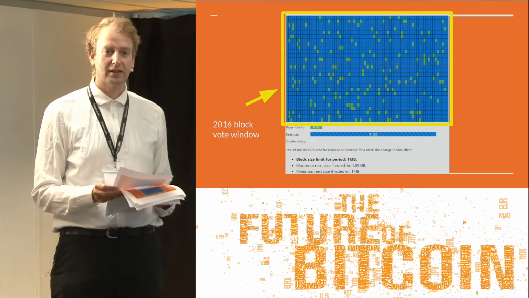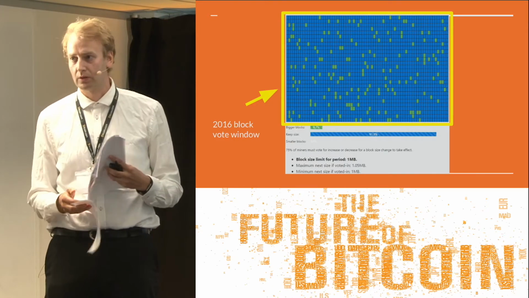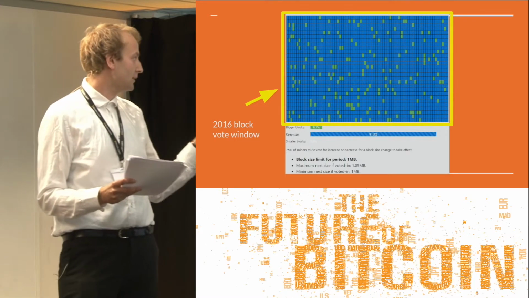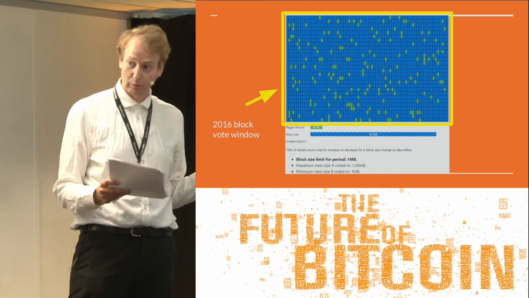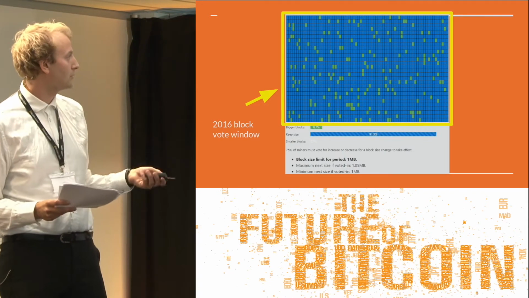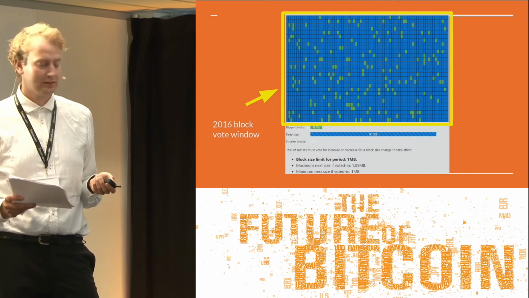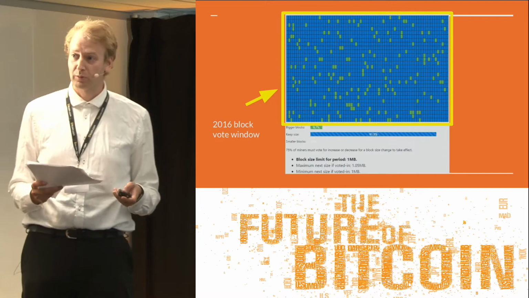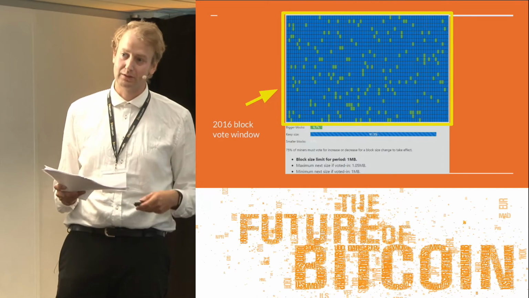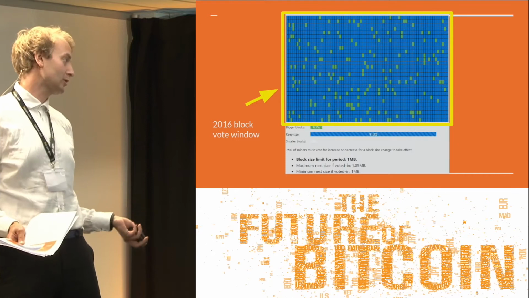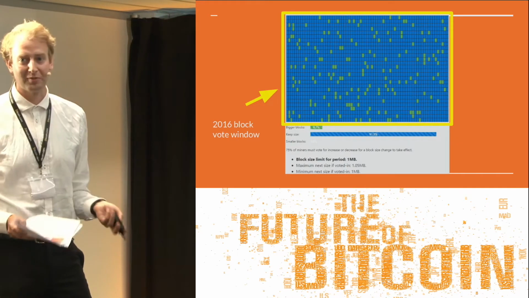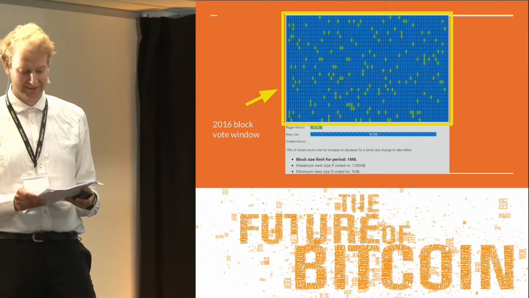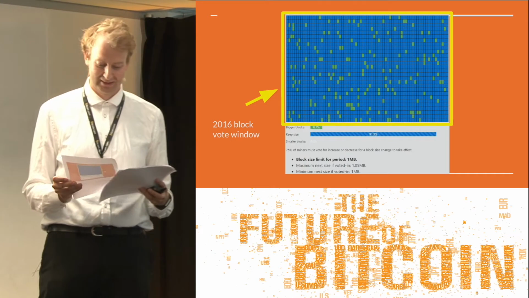So here you can see that 2016 block window, or approximately 2 weeks worth of votes. Each cell represents a block, and each block represents a vote. The blue votes are keep current size. The green votes are let's have bigger blocks. And it's also possible to have yellow votes, meaning decrease the block size. Currently, it's not possible because there is a lower limit of 1 megabyte in the proposal, so you cannot decrease further. Some are unhappy about that.